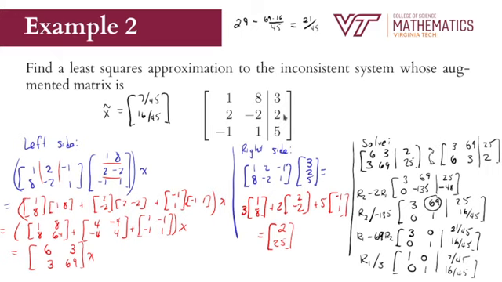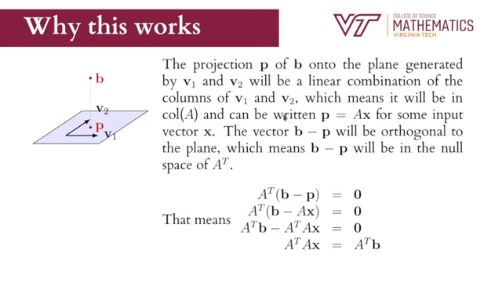All right. So let's move on. So let's talk about why this works. What we know is that we have this system, AX equals B, where B is over here, A, which has maybe some columns, say V1 and V2, is over here, and it has no solution.